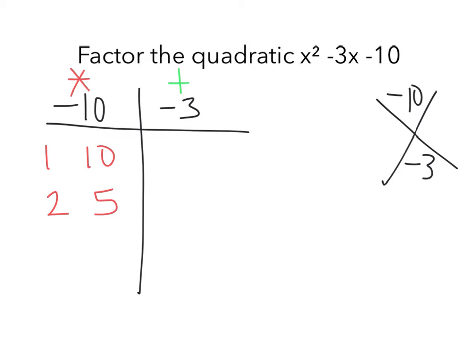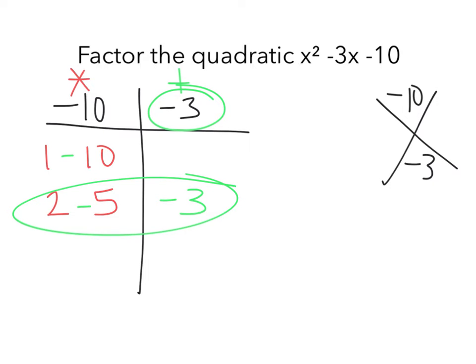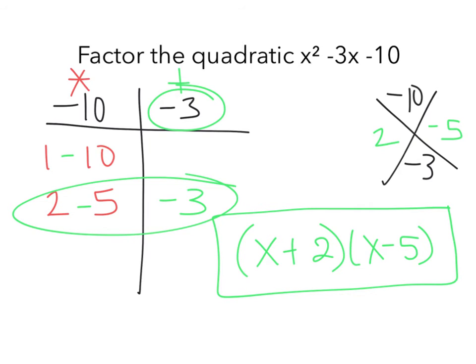Now, since this is a -3, that means that the bigger of the 2 number pairs on the left-hand side are the ones that have to be negative. So that's going to give me 2 and -5 would give me -3. You can use your calculator to come up with those numbers. So that's 2 and -5. So then I just take those guys and write x plus 2 and x minus 5. And that's it.